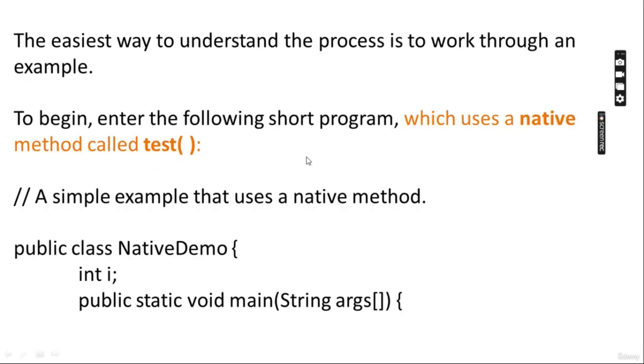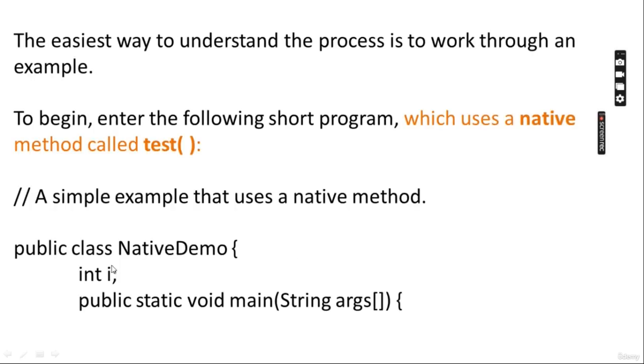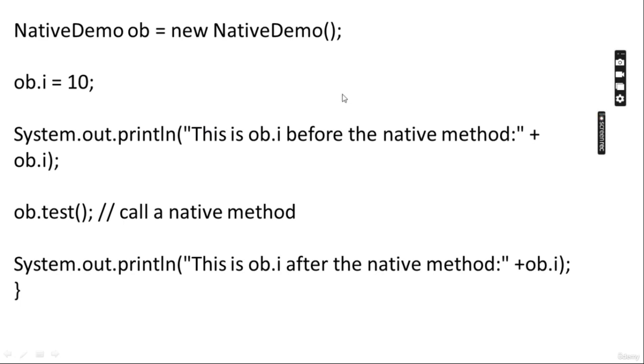The easiest way to understand the process is an example, that is NativeDemo. Here we have declared integer i, then the main method, then NativeDemo object is equal to new NativeDemo. This class object is created in this class only. Then object.i is equal to 10. Then we print object.i before the native method. Whatever modification we are going to do, before that we use it as object.i. Then object.test() calls a native method. Then we print object.i after the native method.